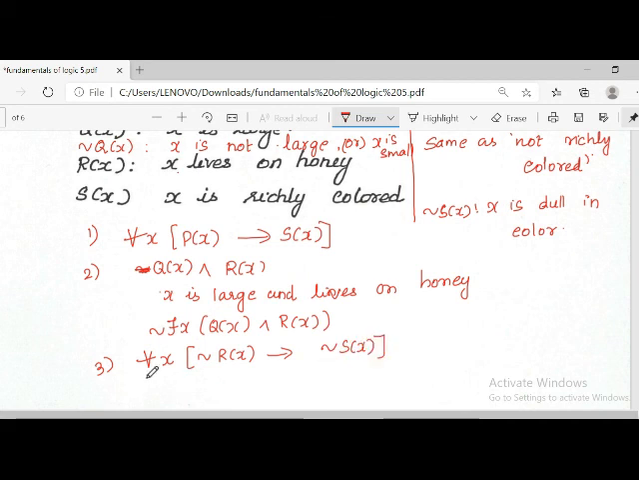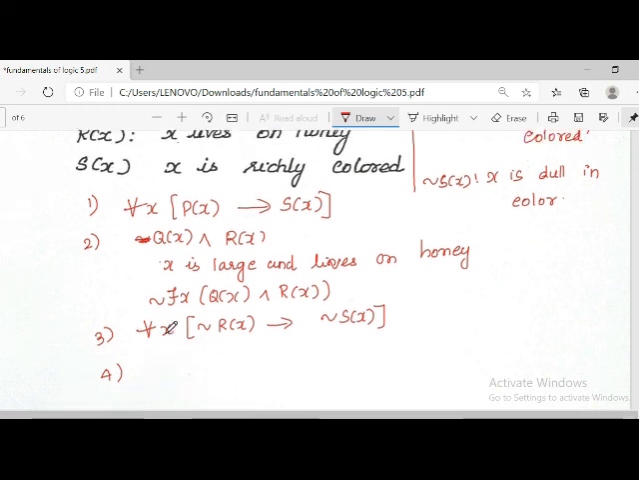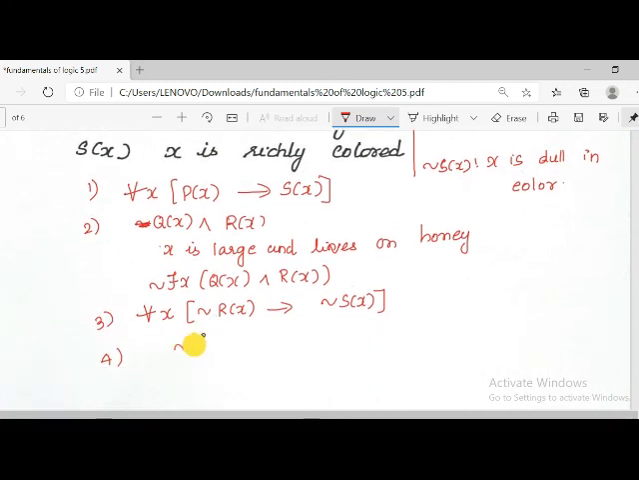Now coming to the fourth statement. What is the fourth statement? Hummingbirds are small. It is given here that all hummingbirds are richly colored. Here small means we have taken x is large as Q. So what is negation Q? Negation of Q is x is small. So from this, I can say for all x, P of x implies negation Q of x.